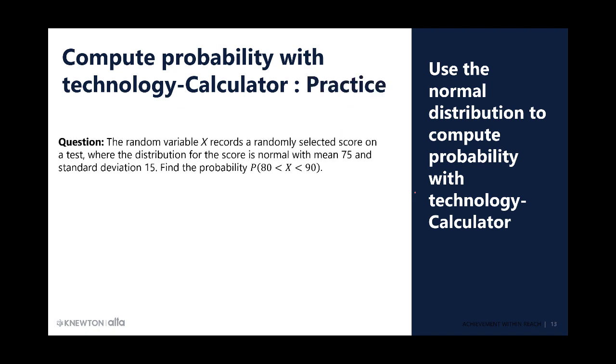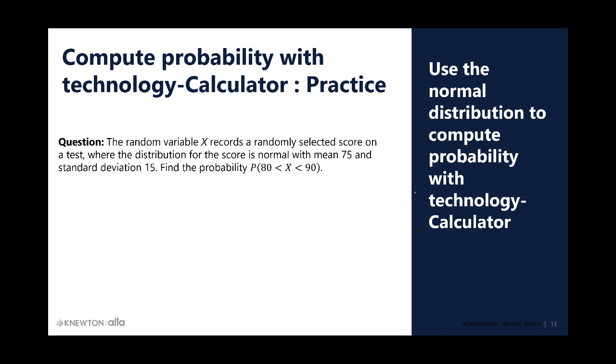Okay, so here's some practice. We did some examples of the standard normal distribution. Now we could do the exact same things for normal distributions, but they don't even have to be standard. They could be just any normal distribution. For example here, the random variable x records a randomly selected score on a test where the distribution for the score is normal with a mean of 75 and a standard deviation of 15. Find the probability that x is between 80 and 90.